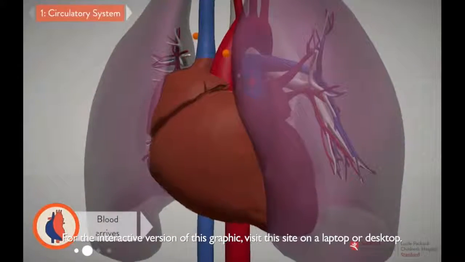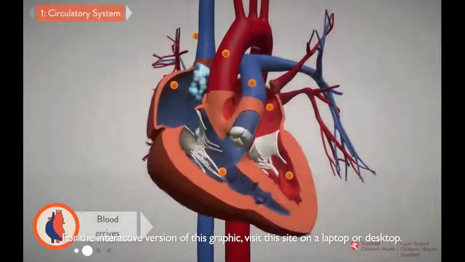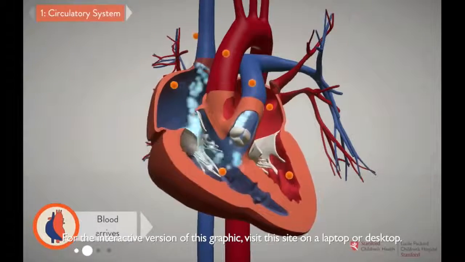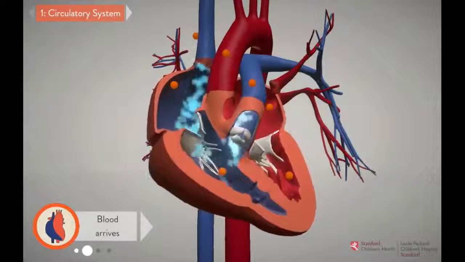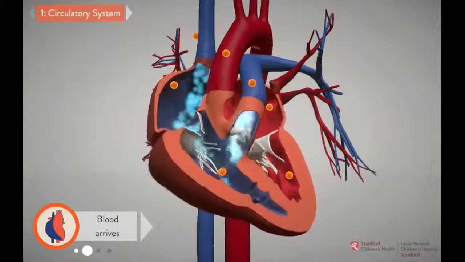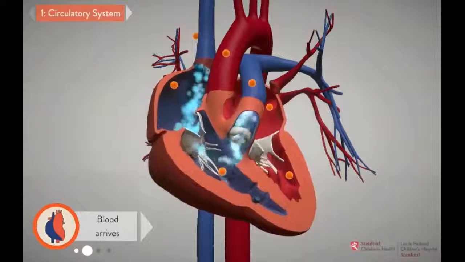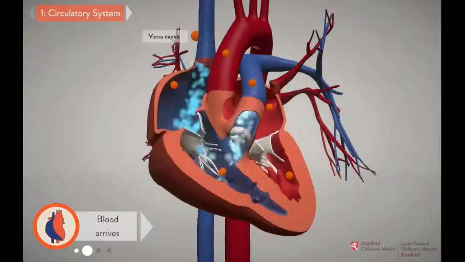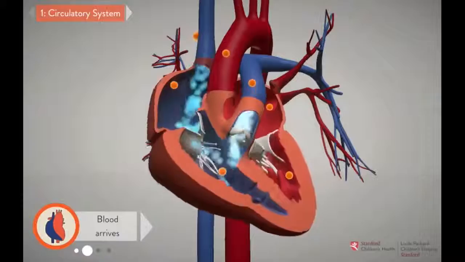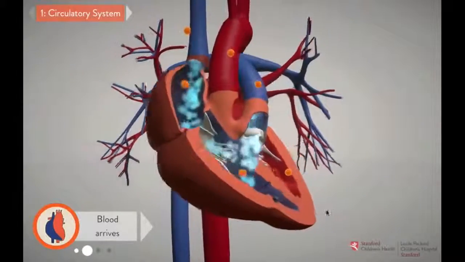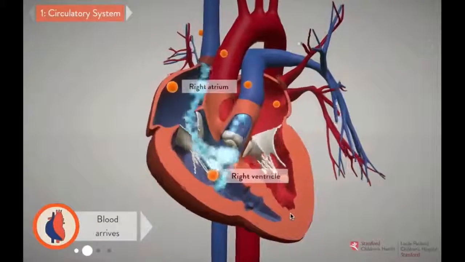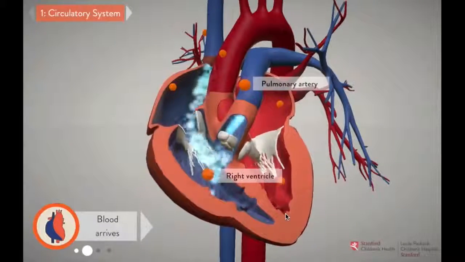The right side of the heart is on the left side of the screen, and vice versa, because the patient is facing you in this graphic. Blood that needs a fresh supply of oxygen arrives to the right side of the heart via the inferior vena cava and the superior vena cava, the body's largest veins. As the heart beats, that blood gets pumped through the right atrium and ventricle and into the pulmonary artery, which leads to the lungs.